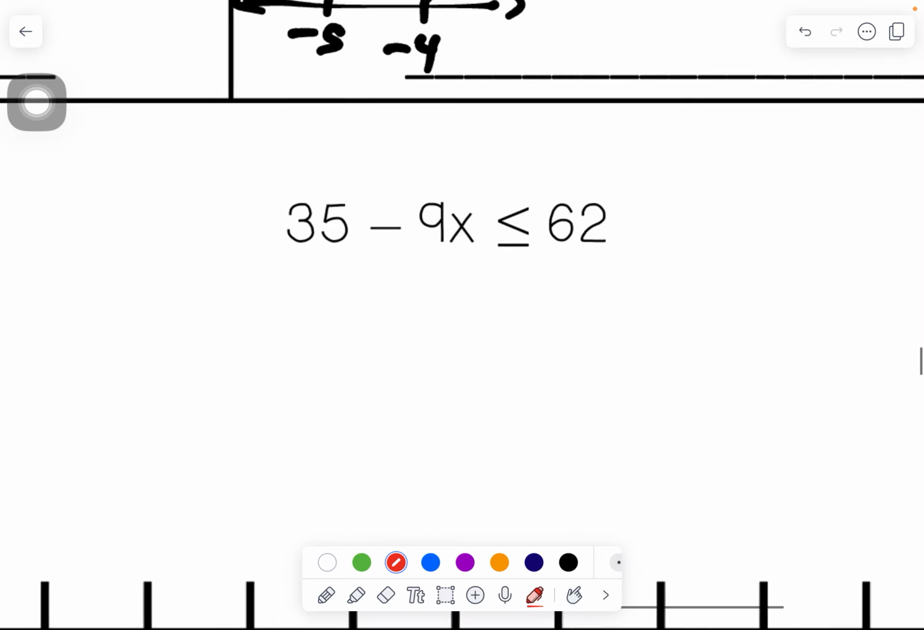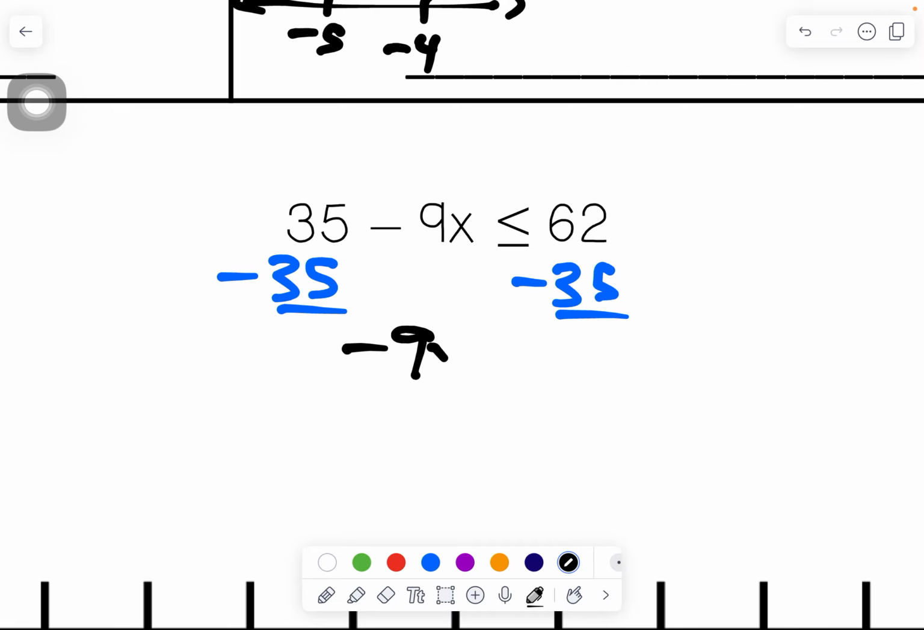All right, over here, similar idea. I'm going to start by subtracting 35 from both sides. Now, how do I know subtraction? Well, it's a positive 35. I don't want to look at that minus sign because that's the 9, not the 35. So I have -9x is less than or equal to whatever I get when I take 62 minus 35. Hopefully your calculator is giving you 27.